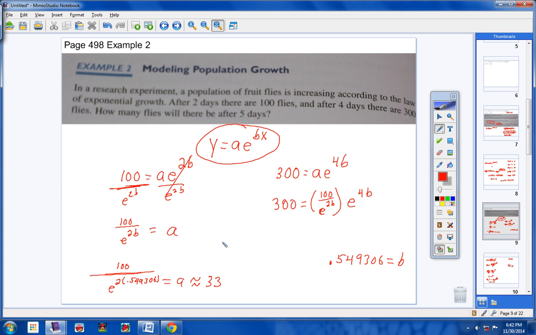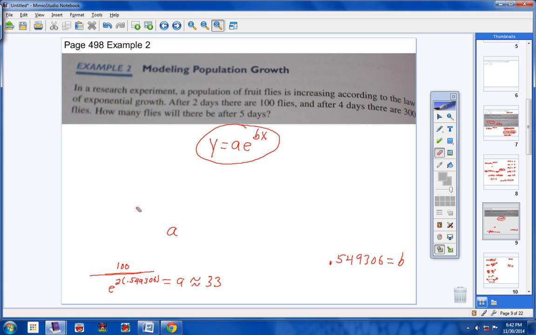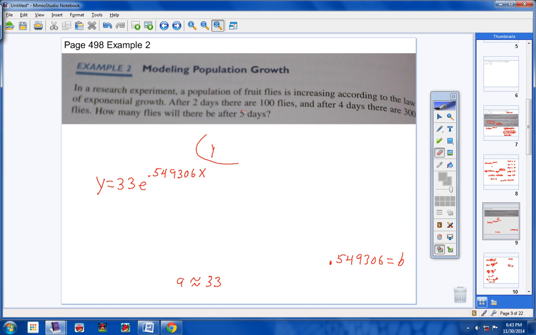So now I know what a is, now I know what b is, so I can write my model, okay? So I'm going to erase everything except for a and b in my model here. So there we go. So here's my model. y equals a. What's a? 33. Then e, and then b to the x. 0.54936x. We've got our model. We did it. Now we can solve the problem very easily.